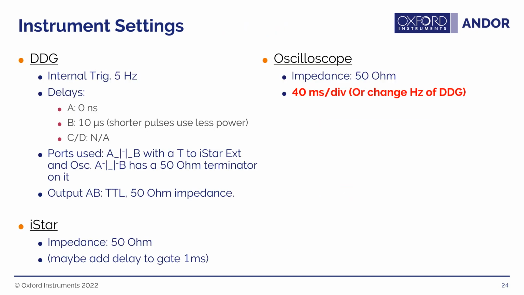So the biggest change from the previous slide in the settings to the equipment for this demo is that I would zoom out on the time scale or change to a higher repetition rate of the digital delay generator just so that you can see this process actually repeating multiple times on one oscilloscope screen.